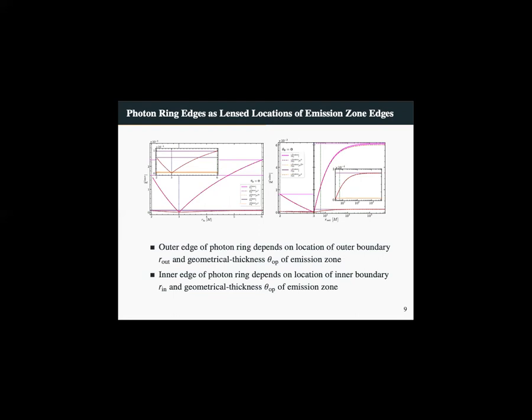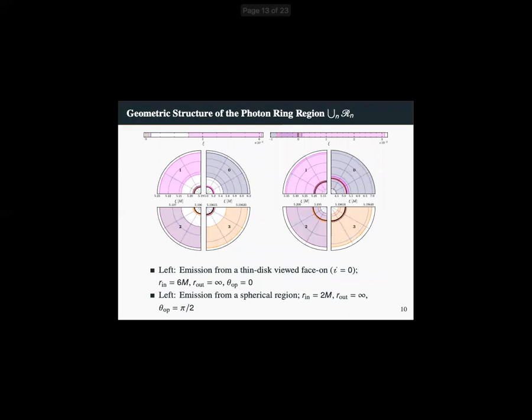And this also tells us how the inner edge of the photon ring depends on the inner edge of the emitting region. So we can do all this, and we can set bounds on how things vary.